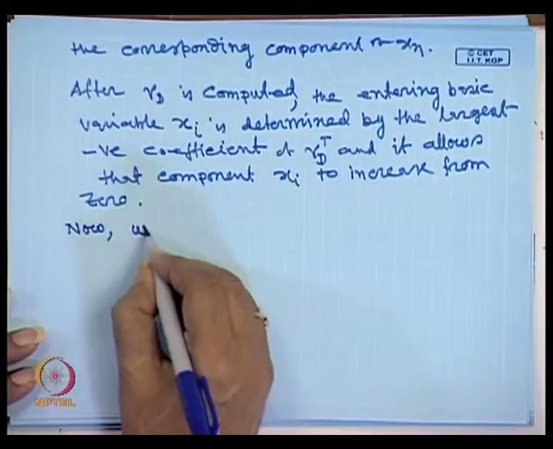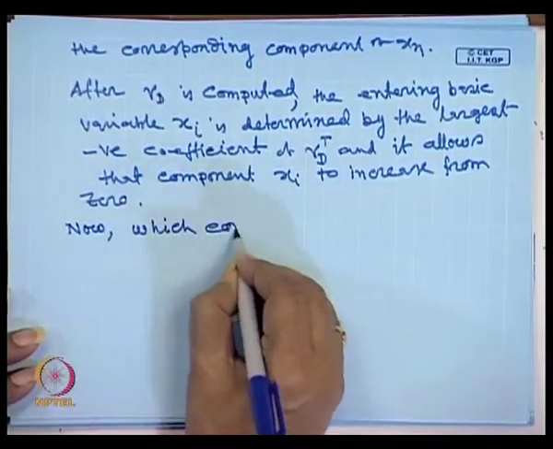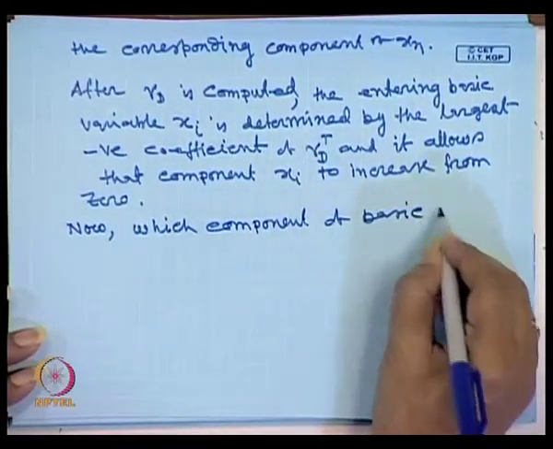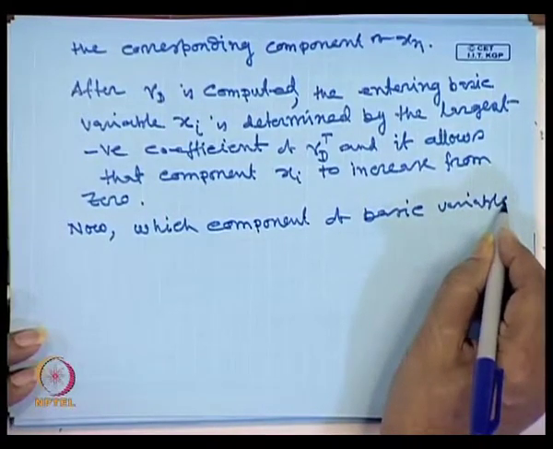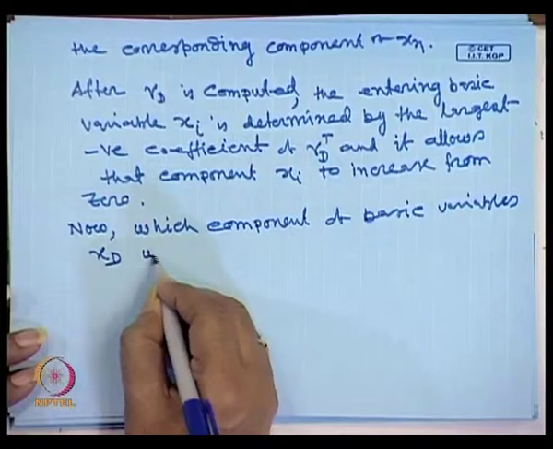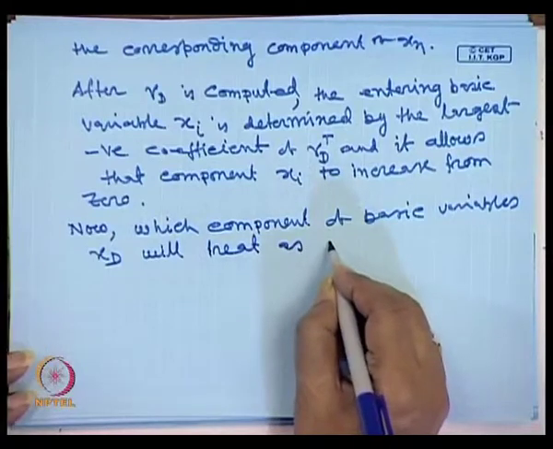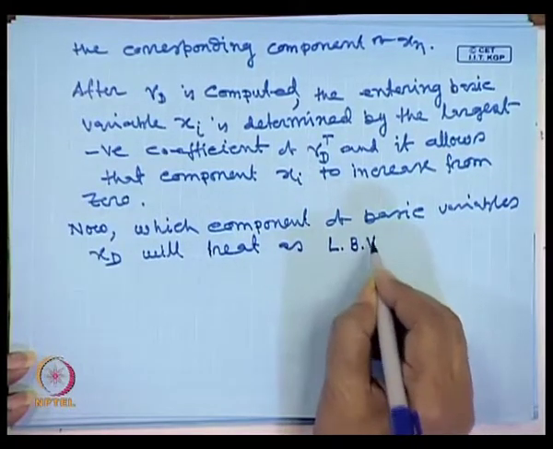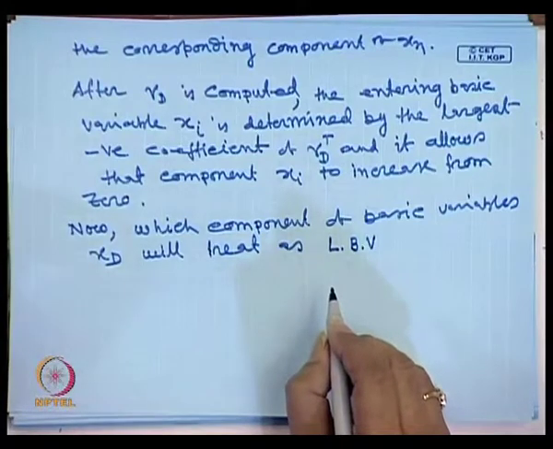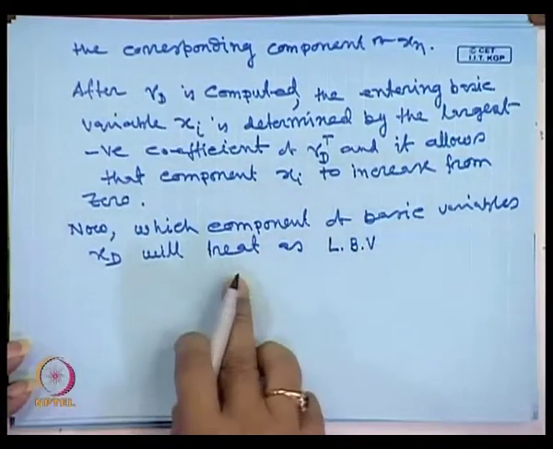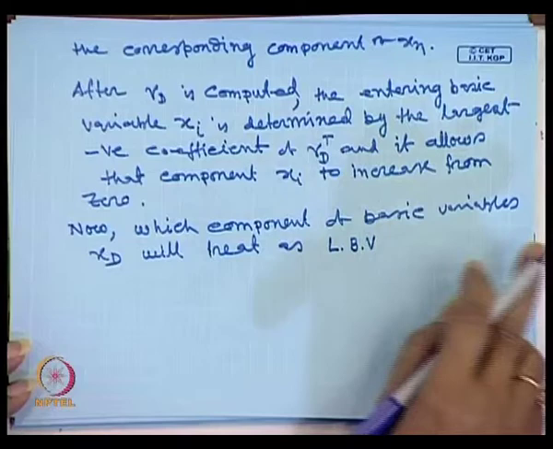Now which component of basic variables x_B will we treat as the leaving basic variable? That means that basic variable is leaving and entering as a non-basic variable. Which basic variable will we consider? That is the next question: which basic variable is leaving and entering as a non-basic variable.